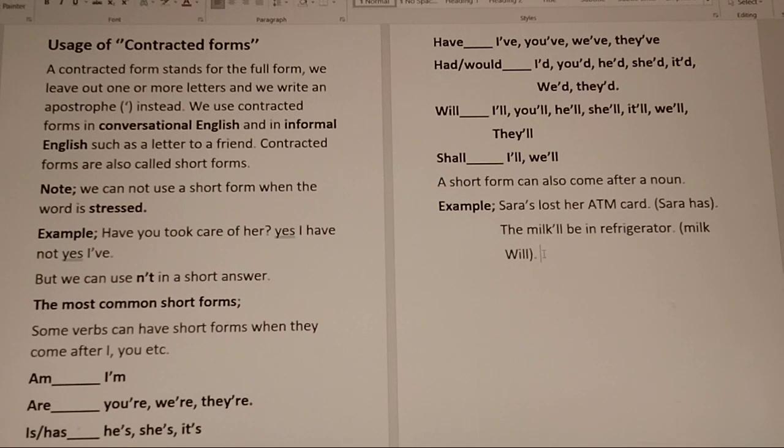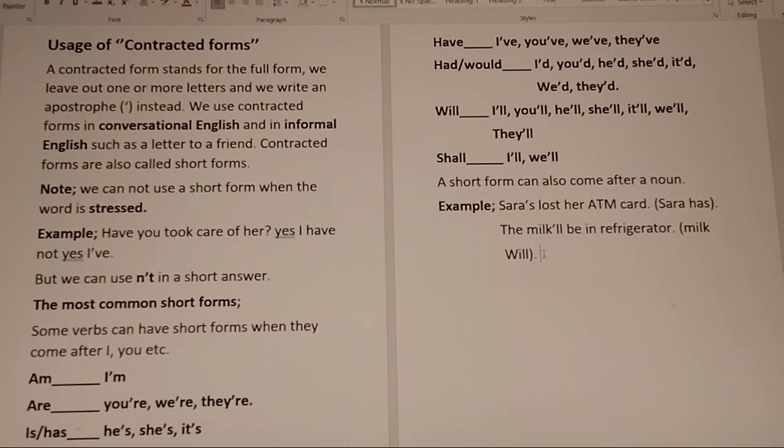Okay, contracted forms. Usage of contracted forms. A contracted form stands for the full form. We leave out one or more letters and we write an apostrophe instead. We use contracted forms in conversational English and in informal English, such as a letter to a friend. Contracted forms are also called short forms.